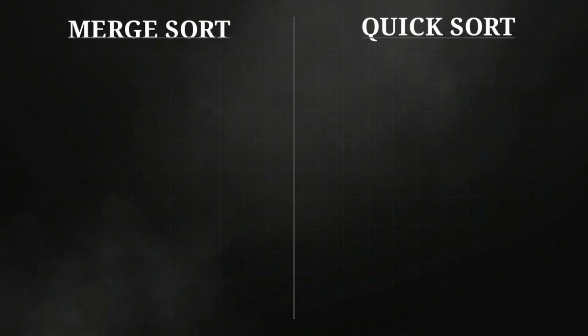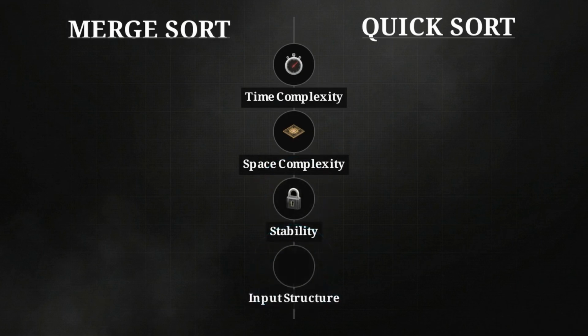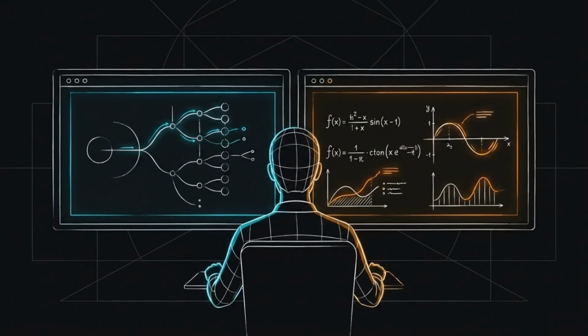The first two evaluation vectors are theoretical time complexity, how fast the algorithm scales, and its physical memory footprint, or space. Next, we measure algorithmic stability, followed by the structural nature of the input data itself. There is no universally perfect sort. Designing an optimal system requires selecting the correct mathematical trade-offs for your specific environment.